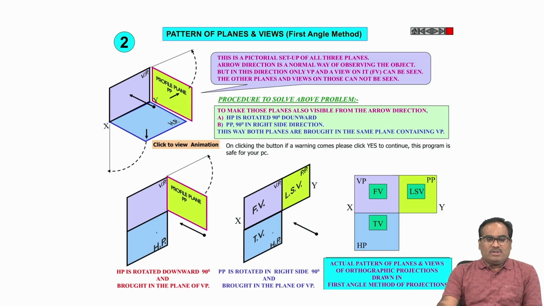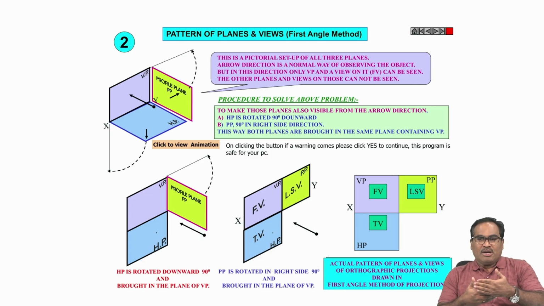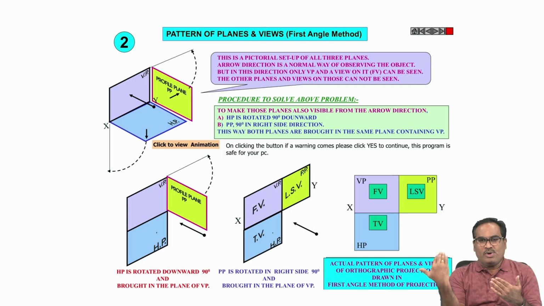The vertical plane will stay vertical. As a procedure, we rotate the horizontal plane clockwise 90 degrees, so that the horizontal plane comes exactly below the vertical plane. You get the top view on the horizontal plane and the front view on the vertical plane, and the profile plane is also rotated.